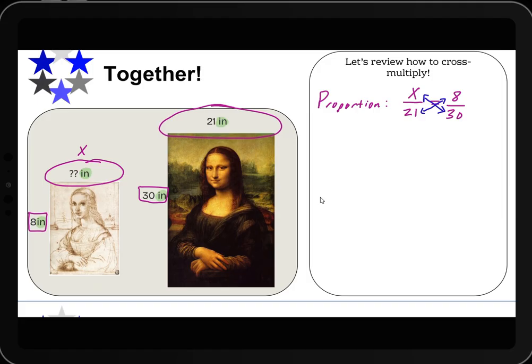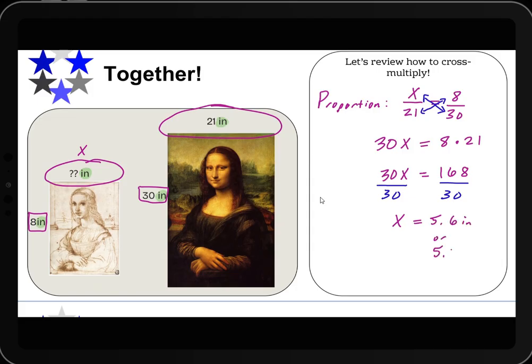So this proportion becomes an equation that doesn't have any fractions at all. It becomes 30 times x equal to 8 times 21. Or you can just write it using the dot that we talked about for multiplication. So that's going to equal 30x, and of course this is going to equal 168. And then we just have an equation here where we're going to have to solve for x. So we'll divide both sides by 30, and we end up getting 5.6 inches.